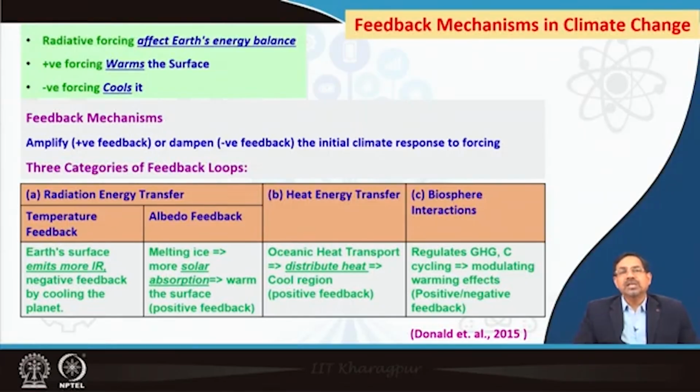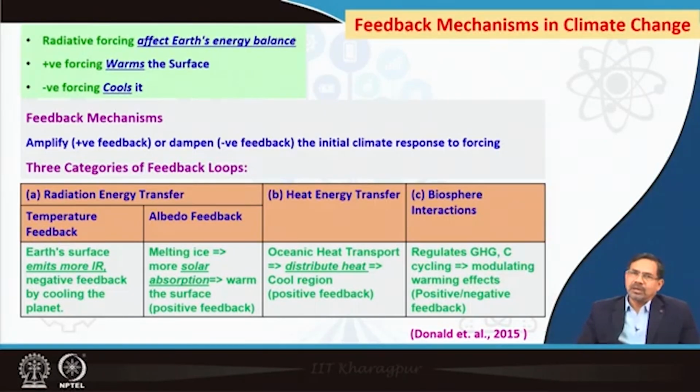Coming to the second one, the heat energy transfer. Oceanic heat transport distributes the heat, as we discussed in terms of the latitudinal space. So, if it distributes, what happens? There is distribution from one part to another, from the tropical region to the non-tropics. That means it leads to cooling. So, a positive feedback. Now, let us discuss the biosphere interactions.